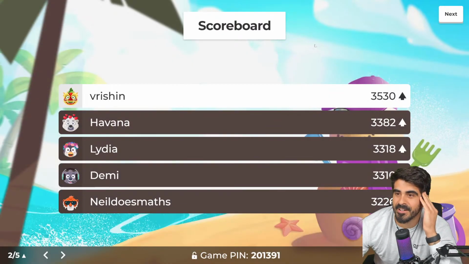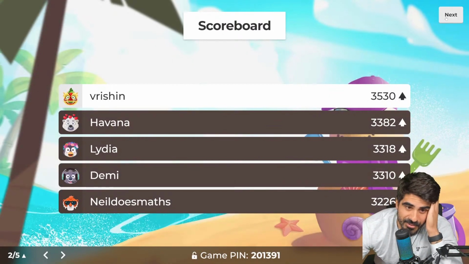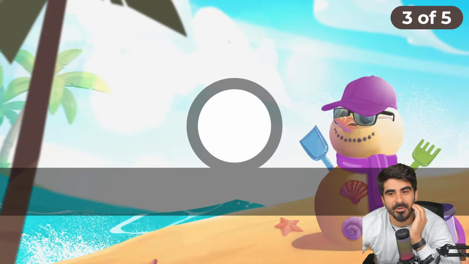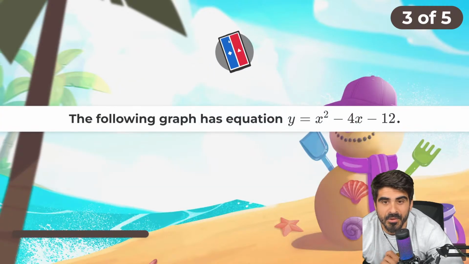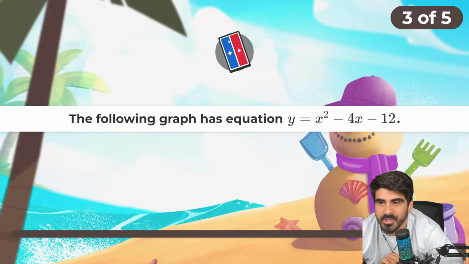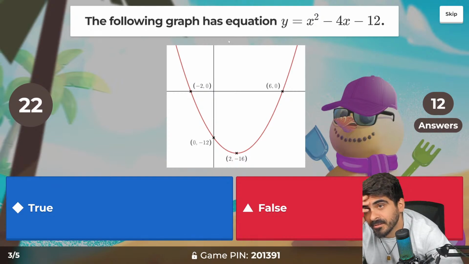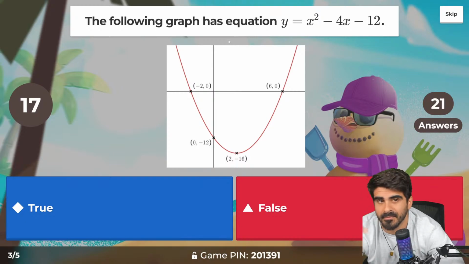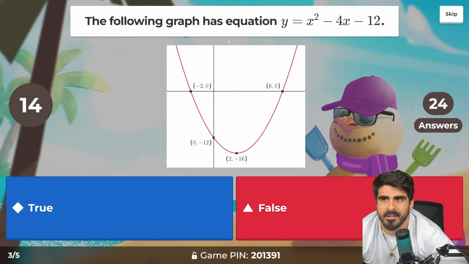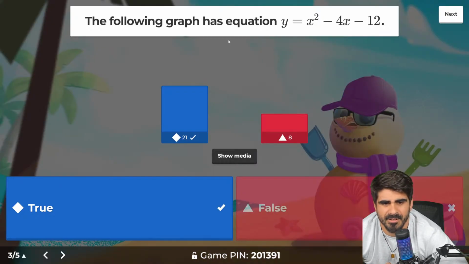Oh my days. So now Rishin's on top. That is a whole 300 points difference. It's not looking good, mate. It's not looking good. Alright, third. The following graph has equation this. Oh, what is it? True or false? Oh, God. Hey, yo, nah, Dom, what are you doing to me? Okay, it was true. I'm in 4th place now.